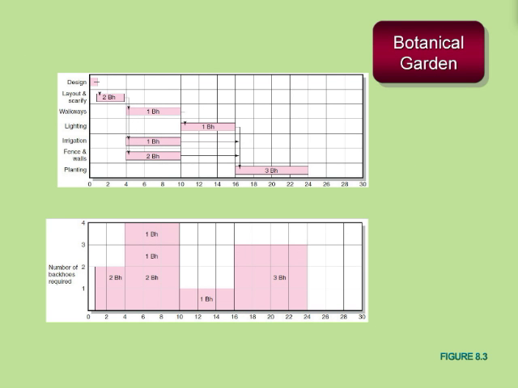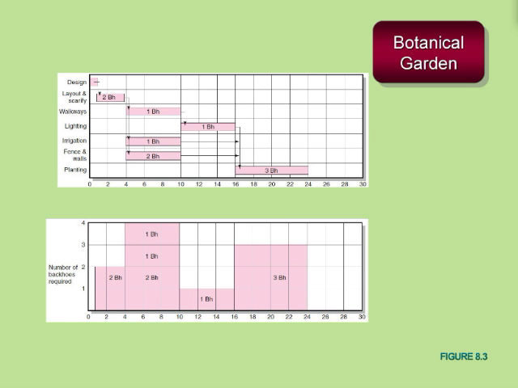Let's take a look at this example. It's the example of a botanical garden project where we'll start out with design. After we're done designing it, we'll do a layout and scarify of the area. Then we can do the walkways, and we can do the irrigation, and we can do the fence and walls. And once the walkway is completed, we can do the lighting. Once the irrigation and fence walls are completed and the lighting is completed, we can do the planting.